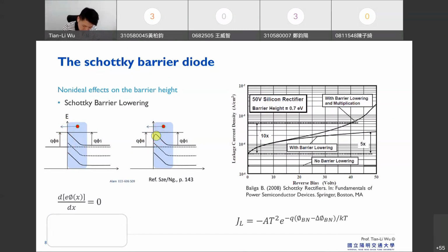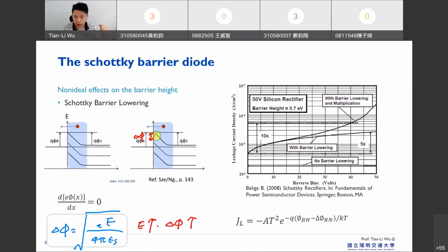So this is one Δφ here, that's the reduction. And therefore, the Δφ here is calculated as shown here, is equal to sqrt(qE/4πεs), and this is proportional to our applied electric field. So that means once we apply a large reverse bias here, the Schottky barrier lowering effect will further increase and become more obvious here.